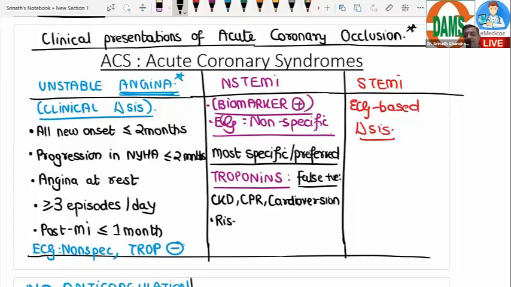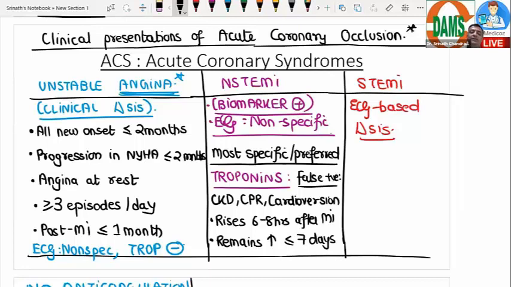Troponin rises only 6 to 8 hours after the MI. That is another disadvantage. And once it rises, it remains elevated for up to 7 days.